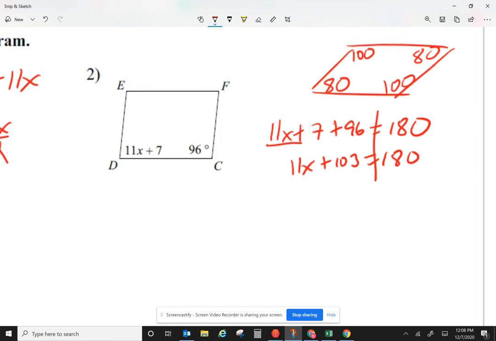Now, to get the x by itself, the 103, let me move it over as a minus 103. So 11x equals 77. Right, 180 minus 103, 77. To solve for x, let me divide by the number in front of x. 77 divided by 11 is 7. So x is equal to 7. Adjacent angles add up to 180.